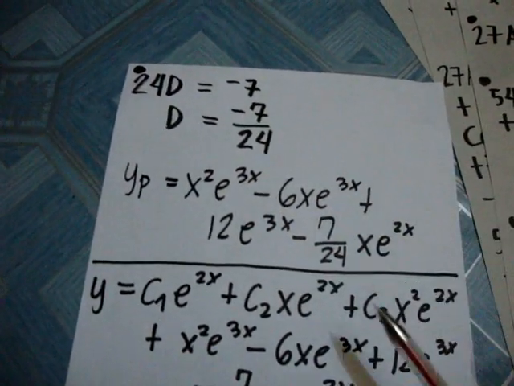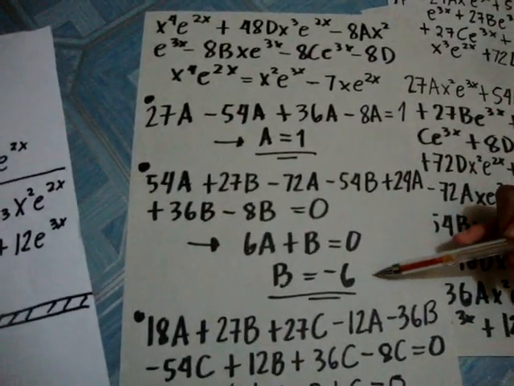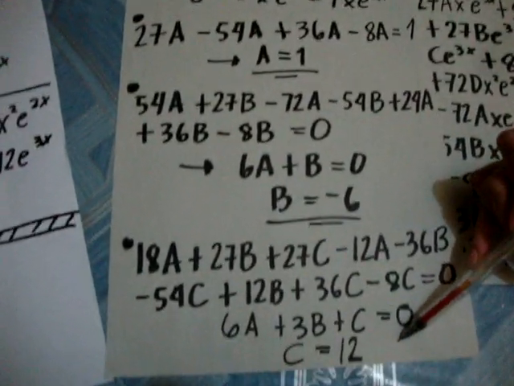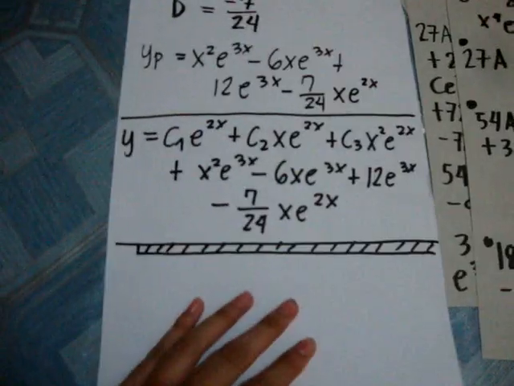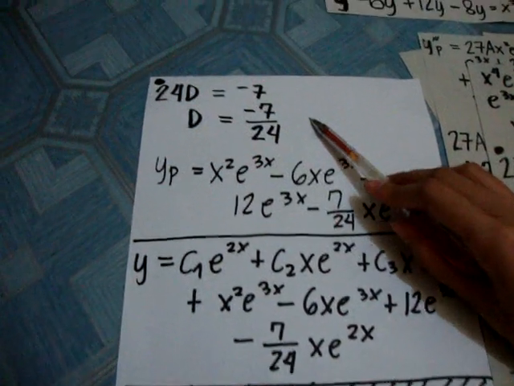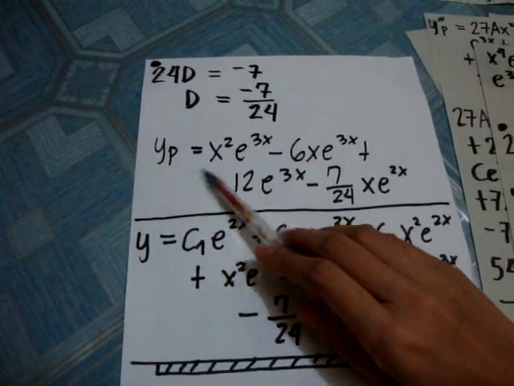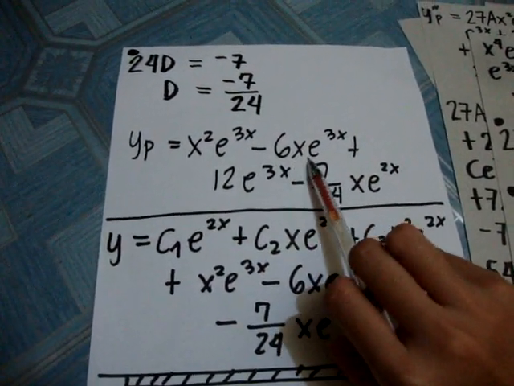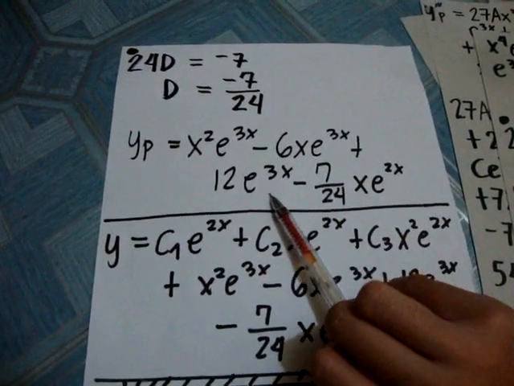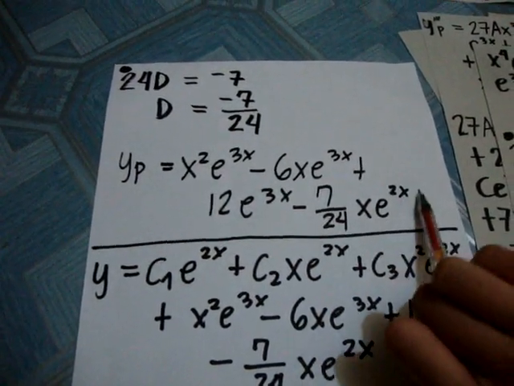Solving for a, b, c, and d, we have a is equal to 1, b is equal to negative 6, and c is equal to 12, and d is equal to negative 7 over 24. Now we have our particular solution. The particular solution is yp is equal to x squared e raised to 3x minus 6x e raised to 3x plus 12 e raised to 3x minus 7 over 24 x e raised to 2x.